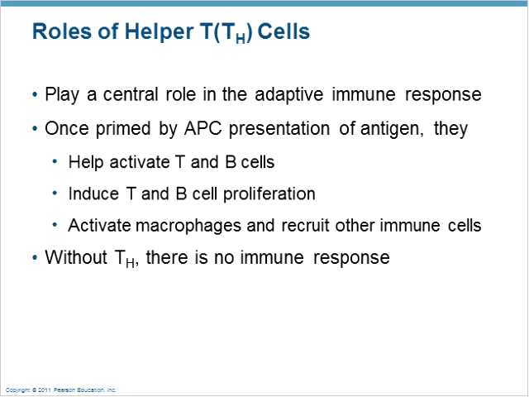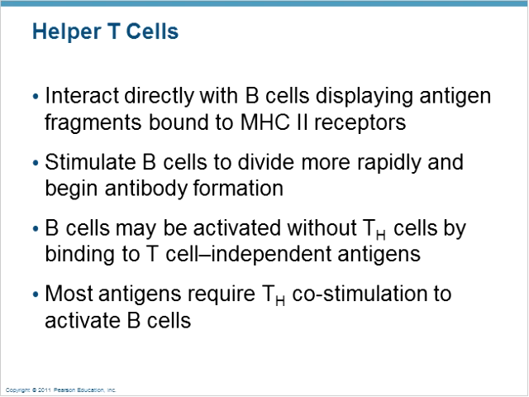They're pretty important. Helper T cells interact directly with B cells displaying antigen fragments bound to those MHC2 receptor proteins. They stimulate B cells to divide more rapidly and begin antibody production. B cells may be activated by T helper cells by binding to a T cell independent antigen. And most antigens require T helper co-stimulation to activate B cells. So T helper cells are very important for the process of the humoral response of the B cell.